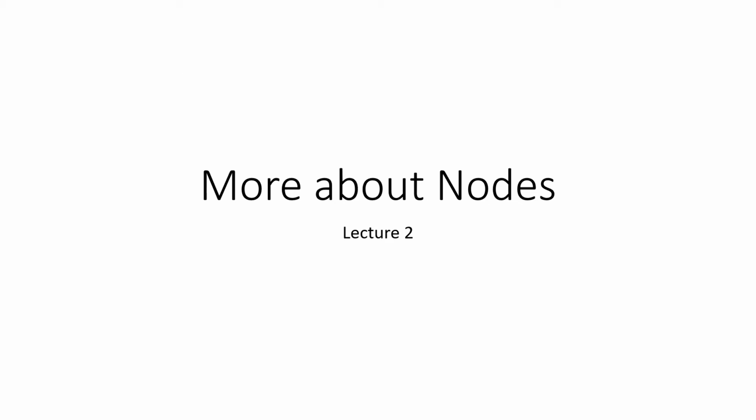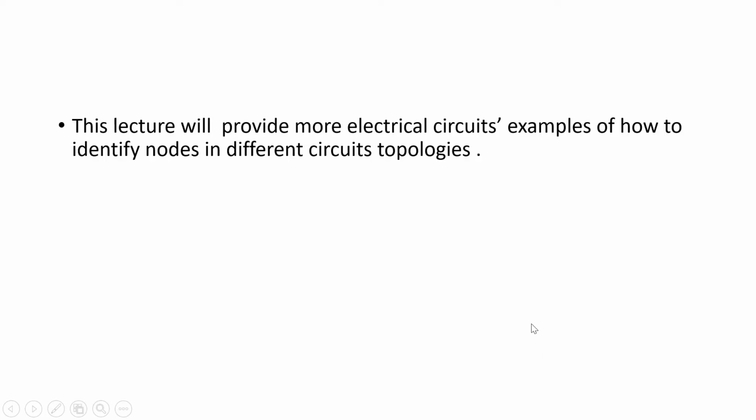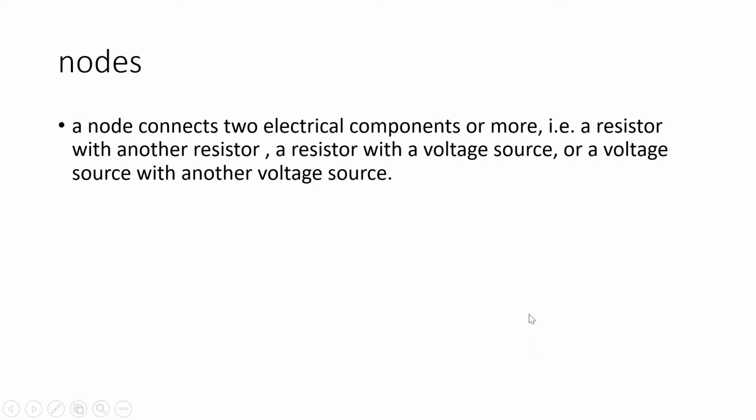In this lecture, I'll provide more examples to clarify the idea of nodes. A node connects two electrical components or more: a resistor with a resistor, a resistor with a voltage source, or a voltage source with another voltage source.